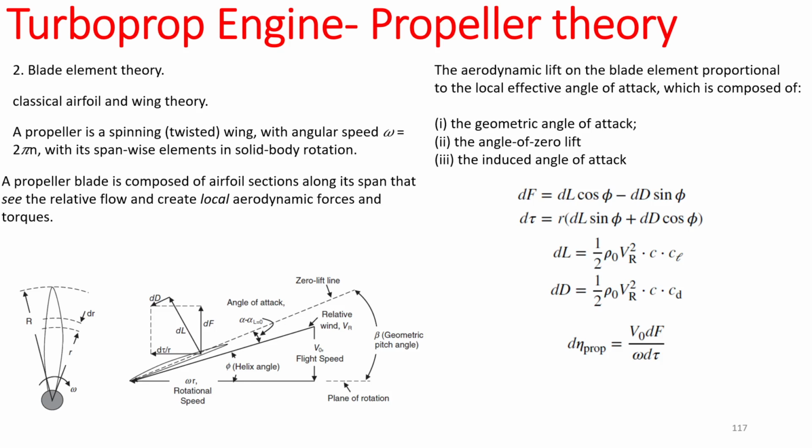Omega d tau is that elemental small section angular momentum, right? Which is supposed to be equal to your shaft power, based on the conservation of angular momentum. And on the numerator, you have the thrust power, which is V naught dF. Does it make sense? Okay.